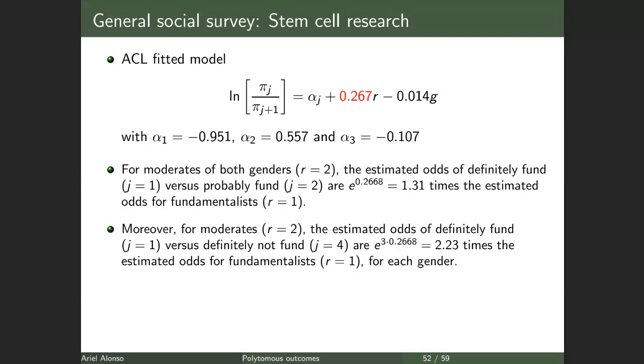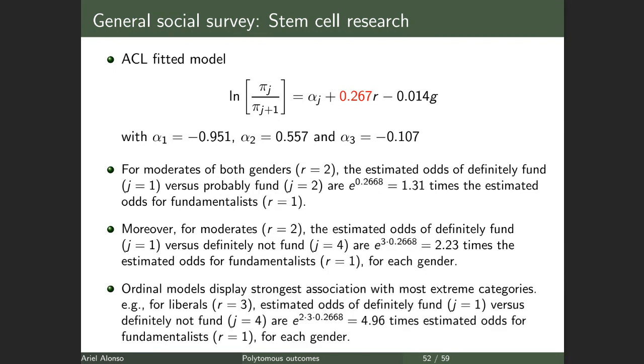And you see that for moderates, which is when R is equal to 2, the estimated odds of definitely funding stem cell research, J equal to 1, versus definitely not funding stem cell research, J equal to 2, will be, well, 4 minus 1 is 3, 3 times 0.26, the exponential value of that, that's 2.2 approximately. So it would be about 2 times the estimated odds for fundamentalists of each gender. And that would be the interpretation of the model.